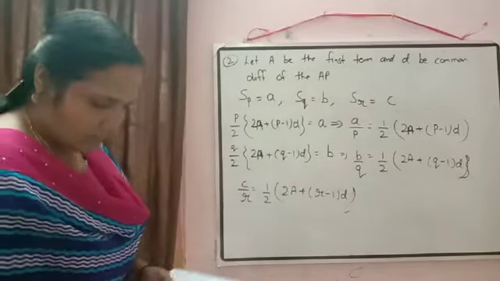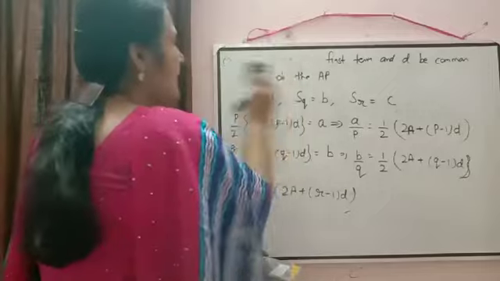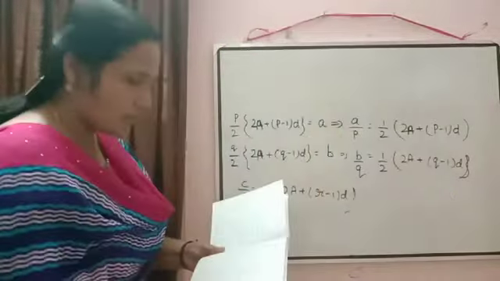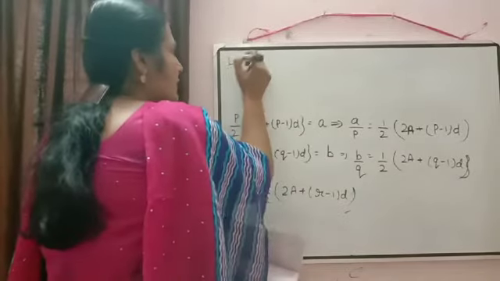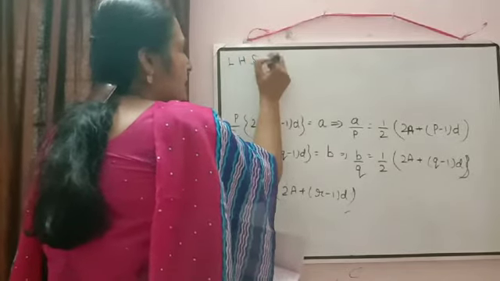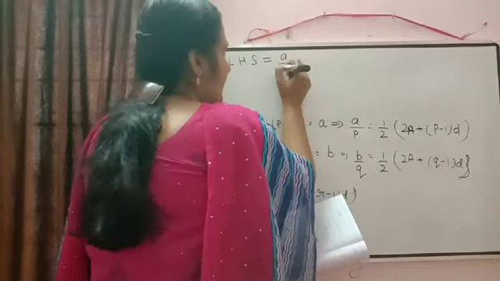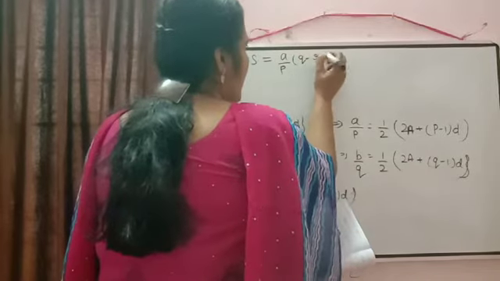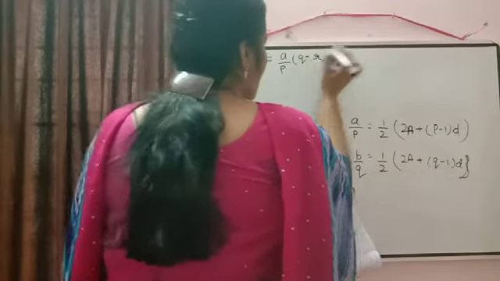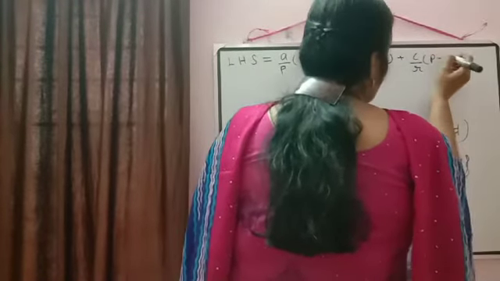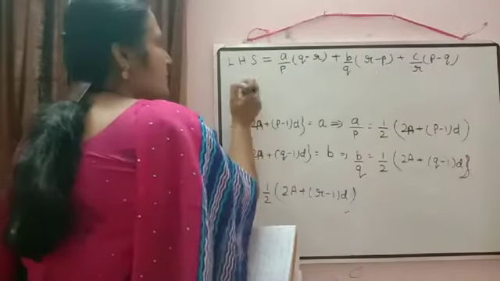Okay. Now what we have to prove, we will write down the left hand side of that expression there. Don't write there it is equal to 0, that we have to prove. So whenever you are proving something, just write down there the left hand side. In the left hand side it is written a by P into Q minus R plus b by Q into R minus P plus c by R into P minus Q. Now we'll substitute the value.